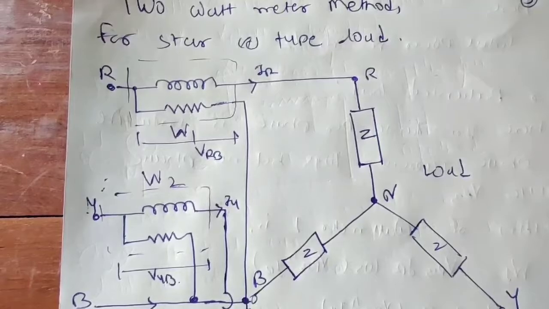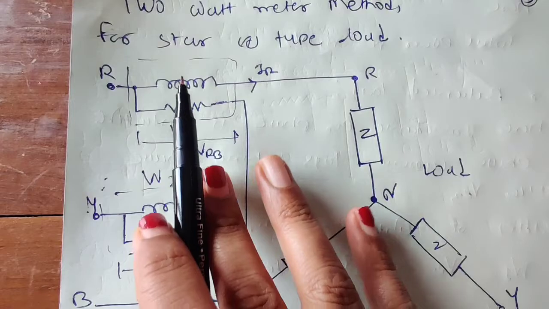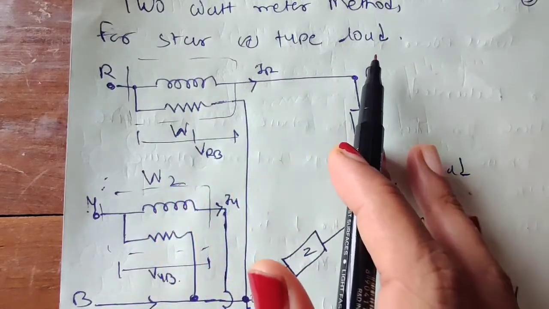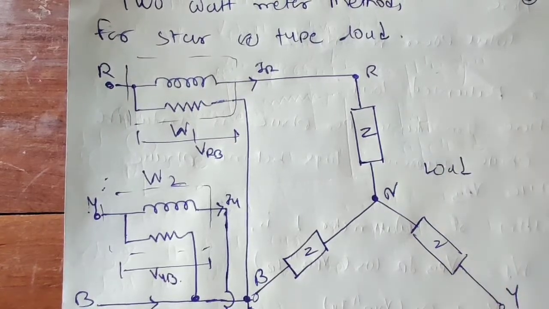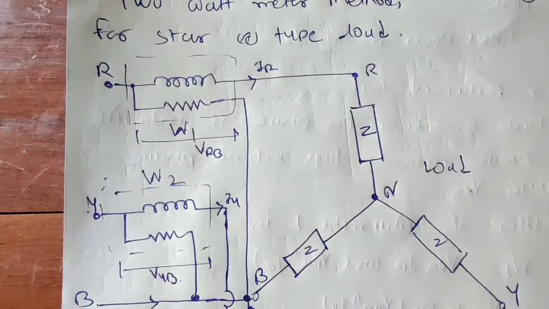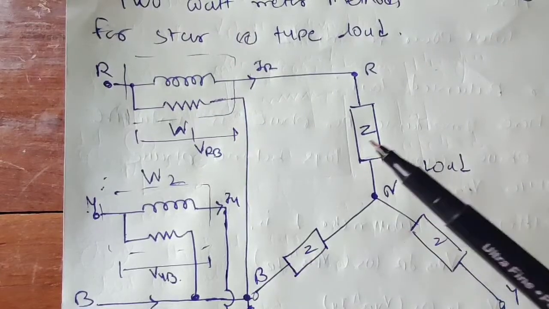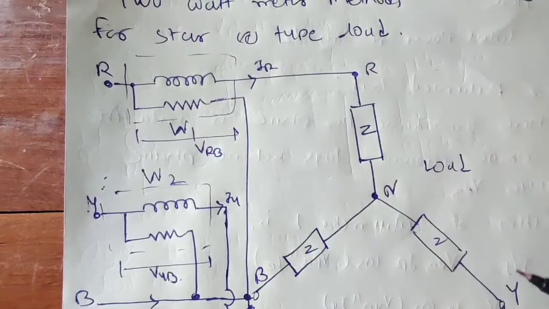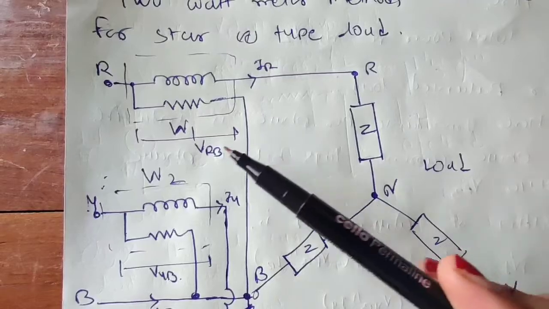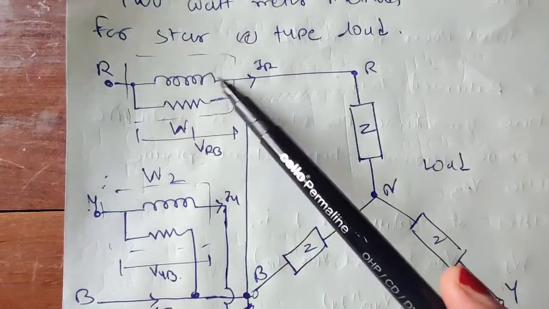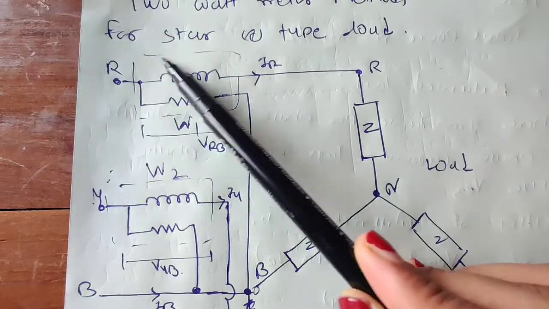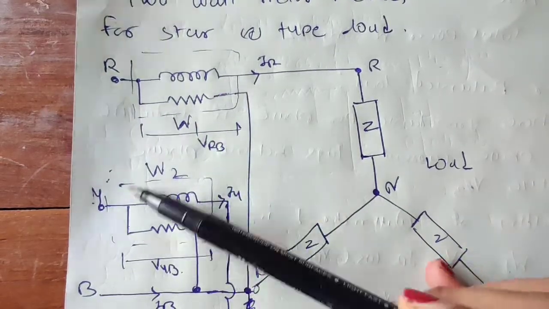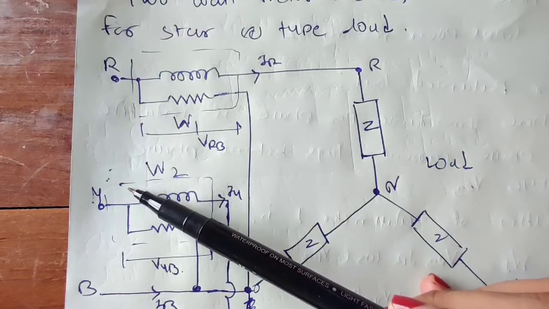First we use the 2 wattmeter method for a star connected balanced load. This is a star connection, R, Y and B supplies are there. This is the balanced load we are using. This is the neutral terminal, this is R, this is Y, and this is B. I have drawn Y outside because I want to have a pattern like R, Y and B. This is my wattmeter number 1, W1. This is my wattmeter number 2, W2.